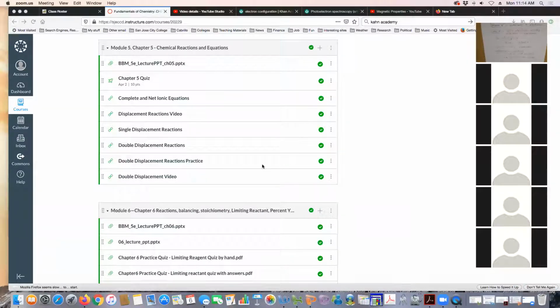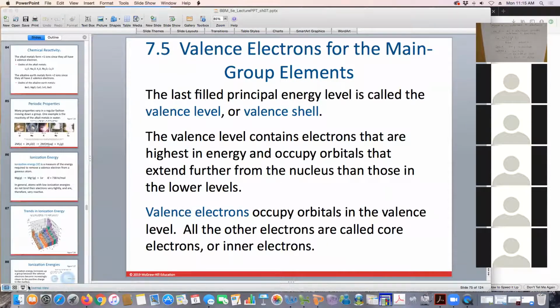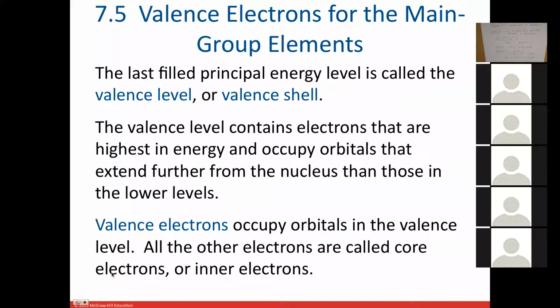Yeah. Okay, perfect. So let's pull up just a little reiteration of the valence electrons. The last filled principal energy level is called the valence level or the valence shell. The valence shell contains electrons that are highest in energy and occupy orbitals that extend further from the nucleus than those in the lower levels. The valence electrons occupy orbitals in the valence level. All other electrons are called core electrons or inner electrons.